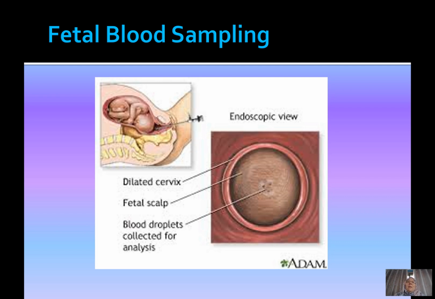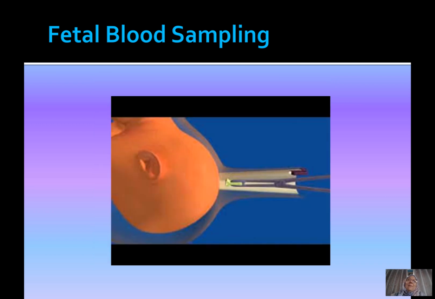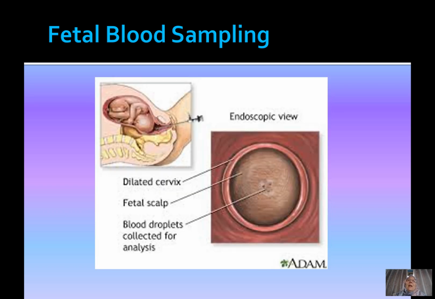Fetal blood sampling is done like this. You have an amnioscope; the plastic instrument you see here is an amnioscope that you can insert into the vagina and through the open cervix. So fetal blood sampling can only be done if the cervix is already open and if the membranes are ruptured, so that you can see the fetal head. When you insert the amnioscope, the fetal head looks like this.